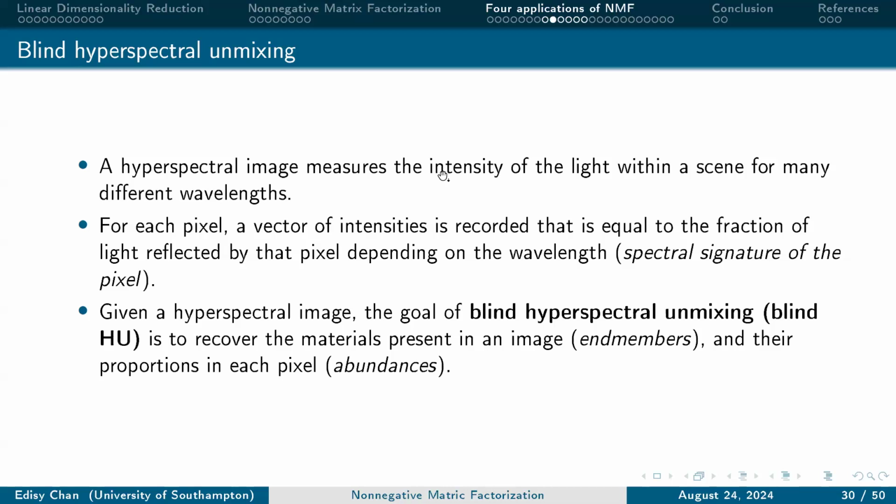Yeah, and we call it the spectral signatures of the pixel. Now our blind hyperspectral unmixing problem is this: given such an image, we would like to recover the materials present in the image and also the proportion of each of those materials in each pixel. Basically, we call those materials endmembers, and the proportions, the abundances.